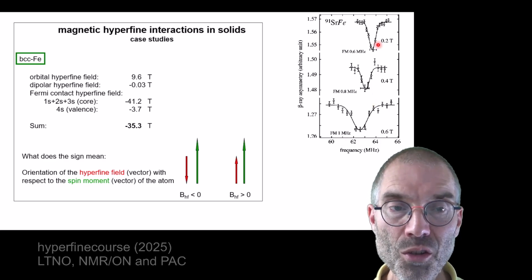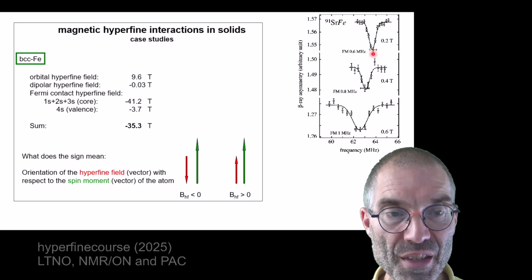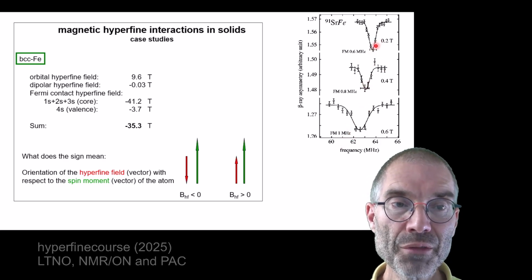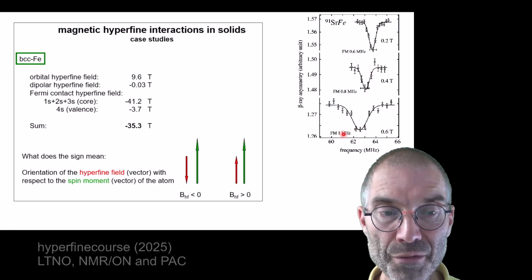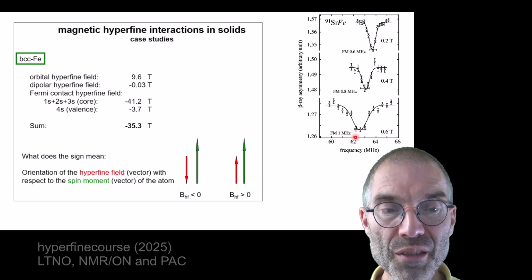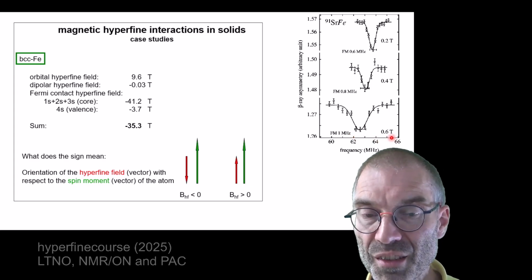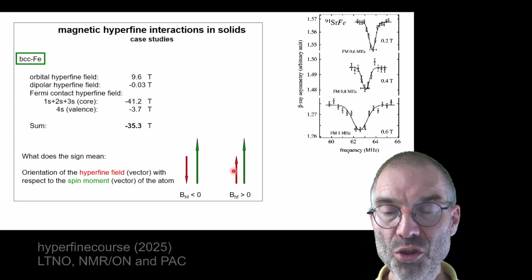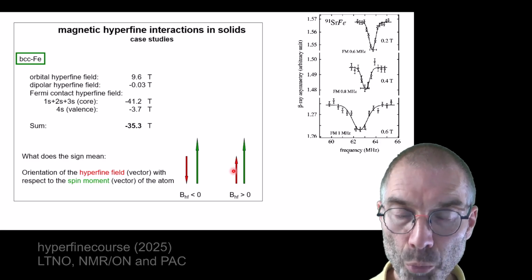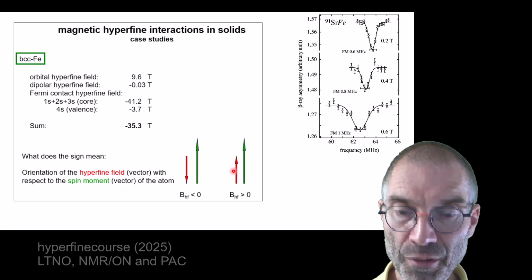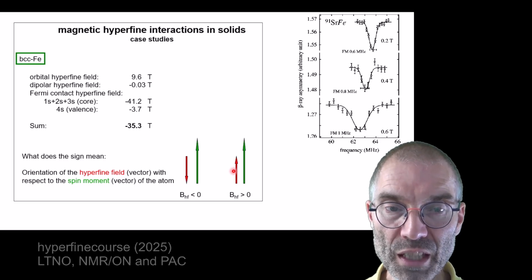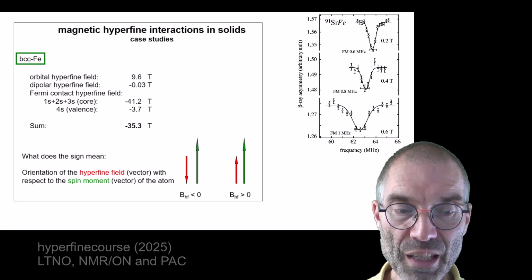So the sign of the hyperfine field is in the direction of this resonance. If the resonance moves to the left, to lower field values, then we have a negative hyperfine field. If it would have moved to the right, then the hyperfine field and the external field are always helping each other. You have to add two positive numbers, then the field would have been positive. So that is the way how you can deduce this from the experimental data.